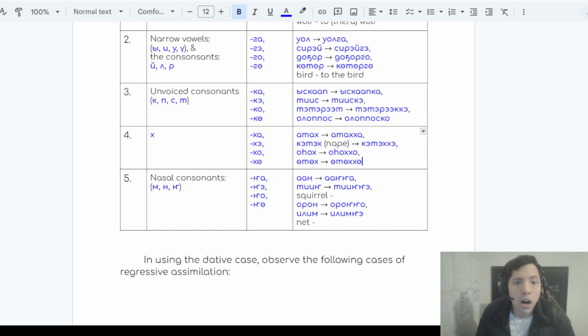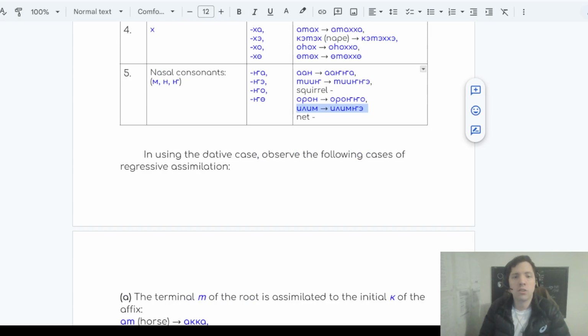Anyway, if your noun ends in the nasal consonants ma, na, or ng, then you're going to add nga, nge, nga, or ng. Okay, so on, nga. You'll notice the na changes to a ng there. Ting, tinge, squirrel to squirrel. Oron, oronga. Ilim, ilimnge, so the M may not change.